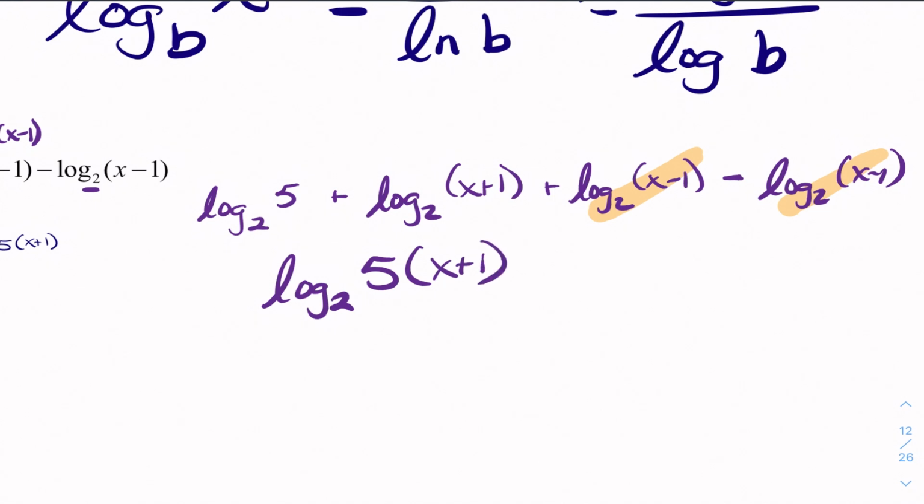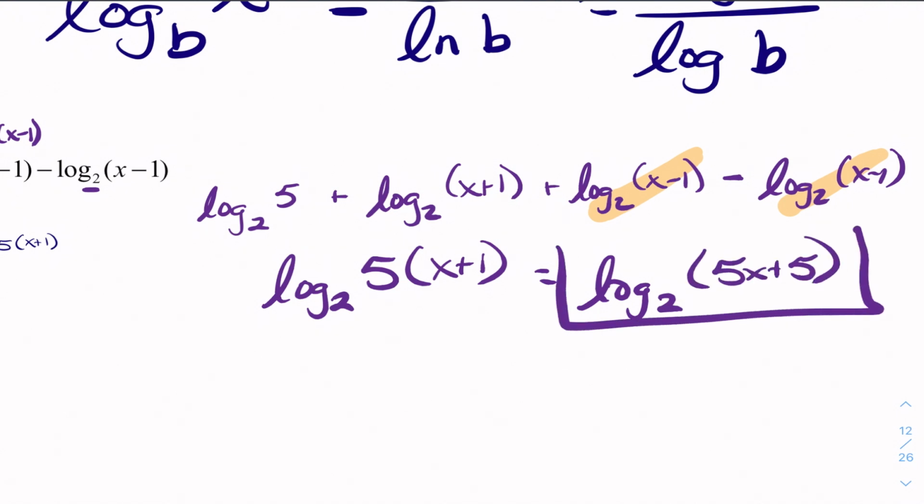That's the neat thing when you are combining these terms, it doesn't really matter what order of the properties you go in, whether you combine everything first, then simplify. So you could say this final answer would be log base 2 of 5x plus 5. As long as you apply the properties in the appropriate manner, you're good.